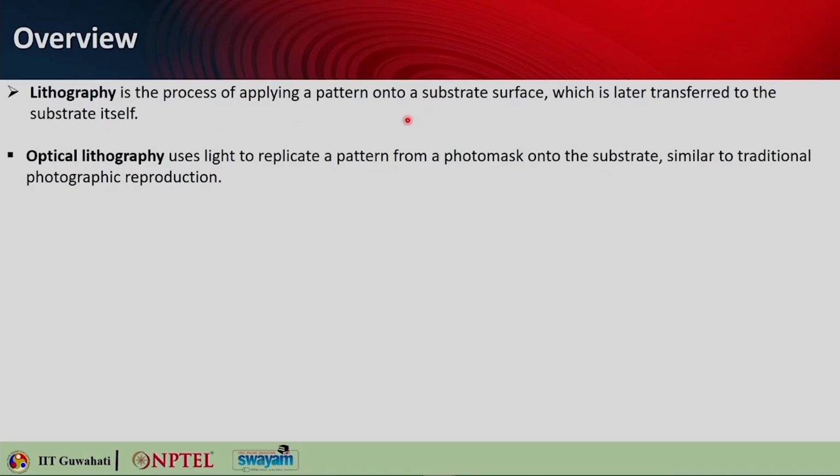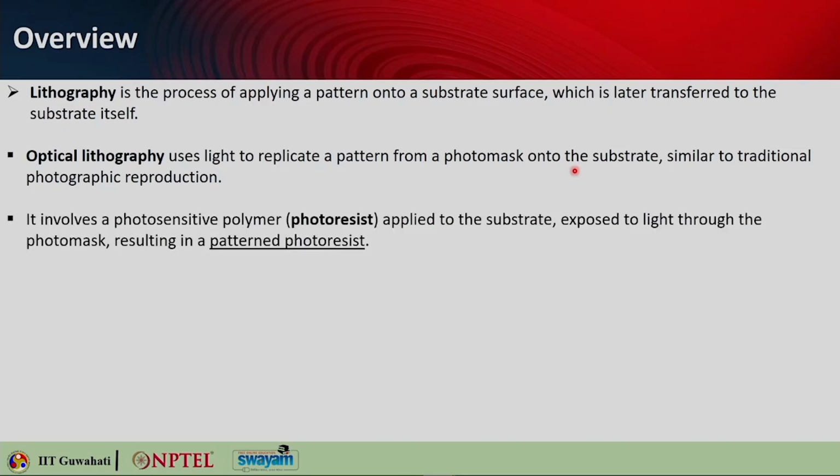So optical lithography or photolithography, as the name suggests, uses light to replicate a pattern, and the pattern is actually made in the photomask, and from the photomask you are basically transferring that pattern onto the substrate. So this is typically very similar to the traditional photographic reproduction. Okay, so you can think of those methods and you will find an analogy here.